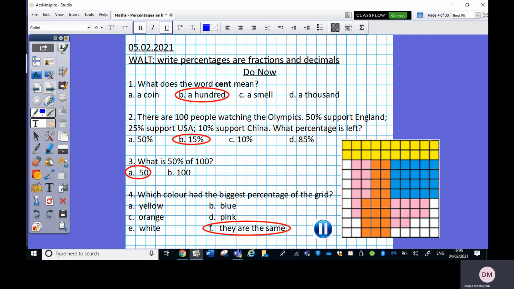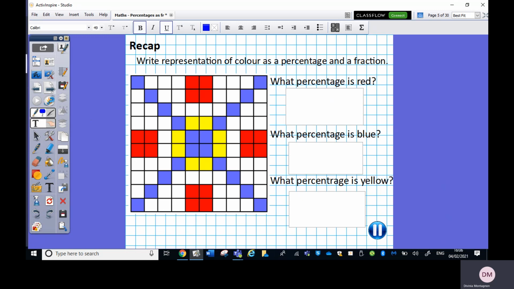So yesterday we were looking at percentages, and today we are looking at writing percentages as fractions and decimals. So the first thing that we're going to do is recap. I'd like you to pause the video and see if you can write the representation of colour as a percentage and as a fraction. Unpause when you're ready. So let's see how you did.